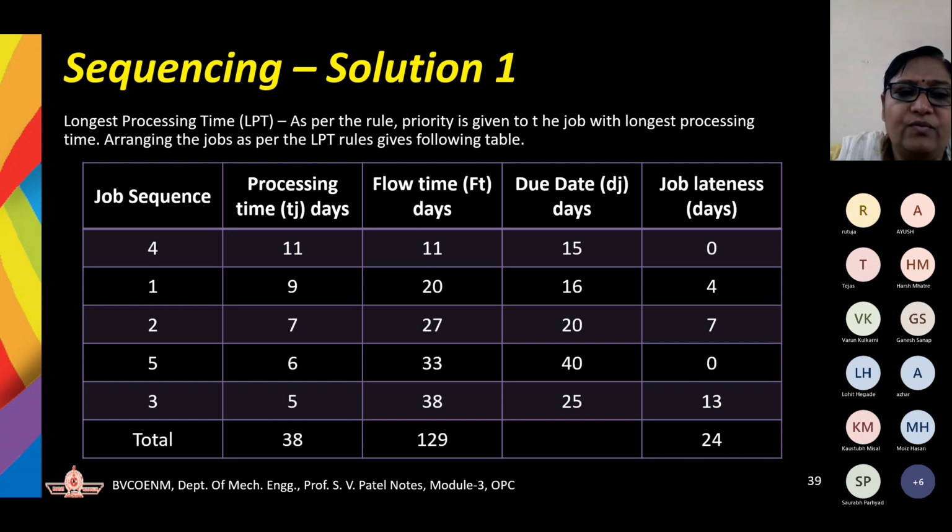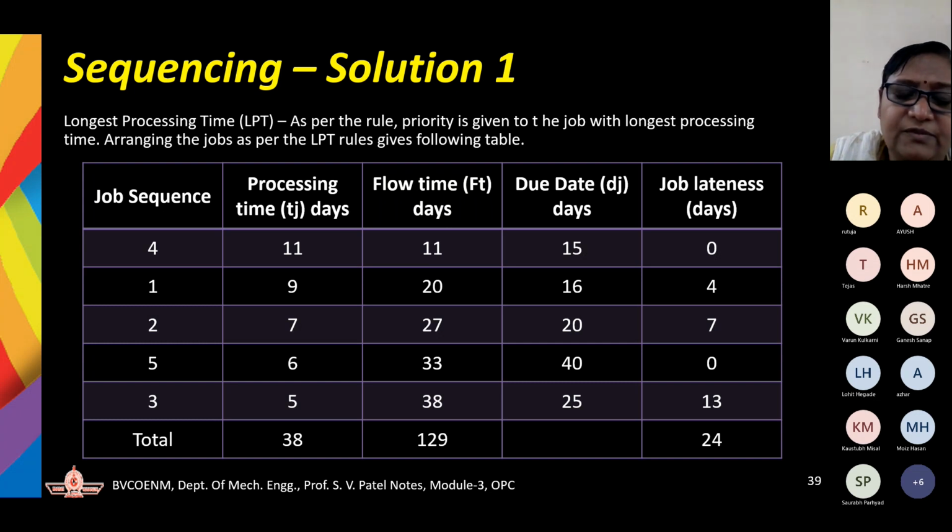So let's have a look at the longest processing time, LPT. First we considered the shortest processing time, so we sequenced the jobs accordingly, but now it is the opposite. The job which has the maximum processing time, we are going to consider first and process first. So here job number 4 has the maximum time to process. We are taking it first. Flow time is going to be 11. Due date is 15. So no job lateness.